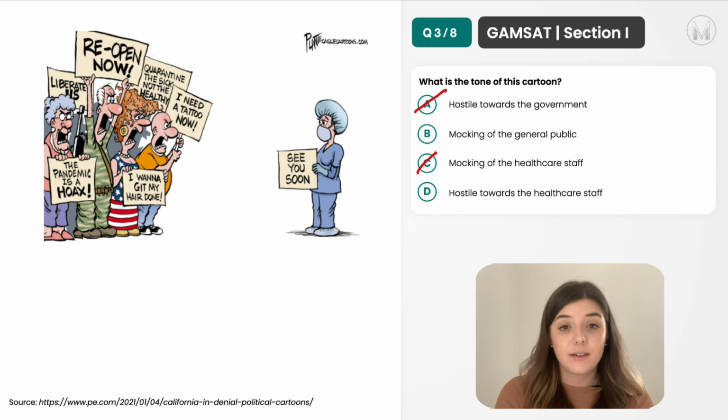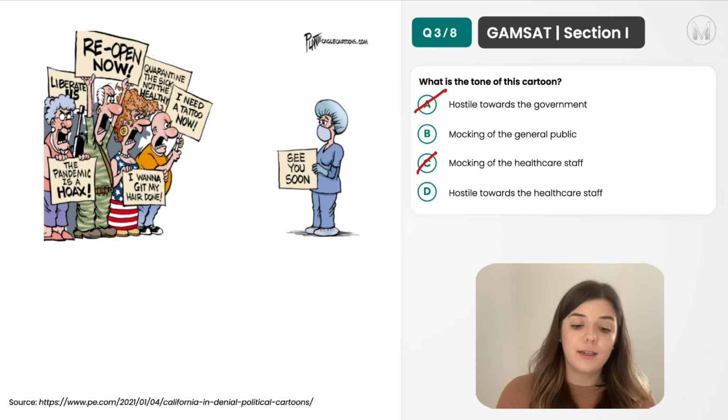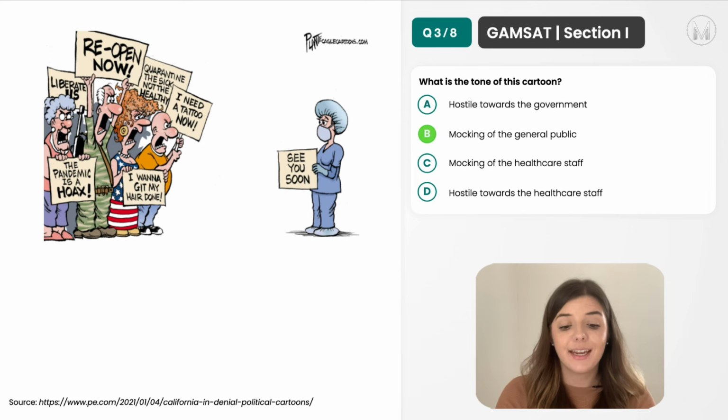Option D, hostile towards the healthcare staff. Be careful, because you may interpret that the crowd is being hostile towards the healthcare staff, but that is not the tone of this cartoon as a whole. So we can rule out option D, but be careful not to fall into the trap of thinking that you need to interpret a specific part of it. This is the cartoon as a whole. Therefore option B is the correct answer to question 3.